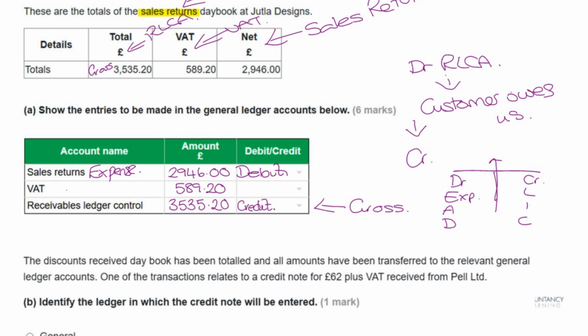And then with the VAT account, when we made the sale, it became a liability, so we would have credited it, but we can now claim that back from HMRC. So it's going to reduce our liability, so therefore it becomes a debit. So think about the types of accounts and then apply the debit-credit rules.